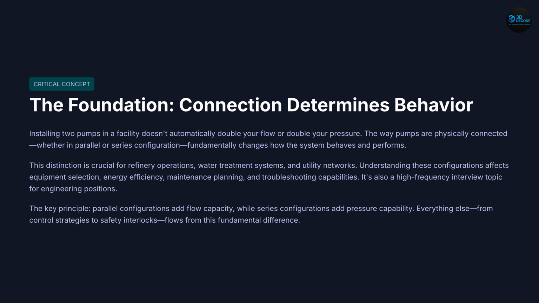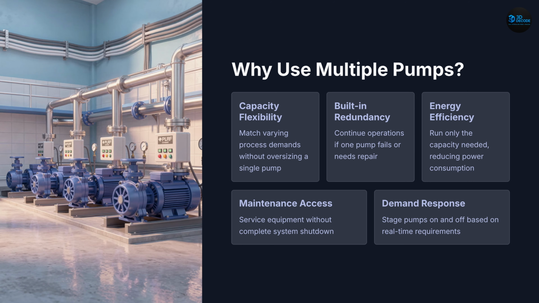Why use multiple pumps? In real plants, we use multiple pumps for flexibility and reliability. We can match varying demand, provide backup in case of failure, improve energy efficiency, and allow maintenance without shutdown. This is why multi-pump systems are widely used in refineries and utilities.